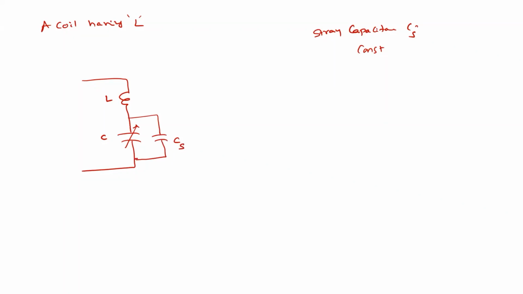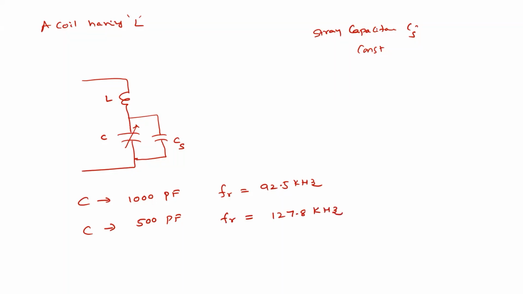So when the capacitor C is set to 1000 picofarad, the resonant frequency FR is 92.5 kilohertz. When the capacitor C is set to 500 picofarad, the resonant frequency FR is 127.8 kilohertz. Calculate the stray capacitance Cs and the inductance of the circuit.